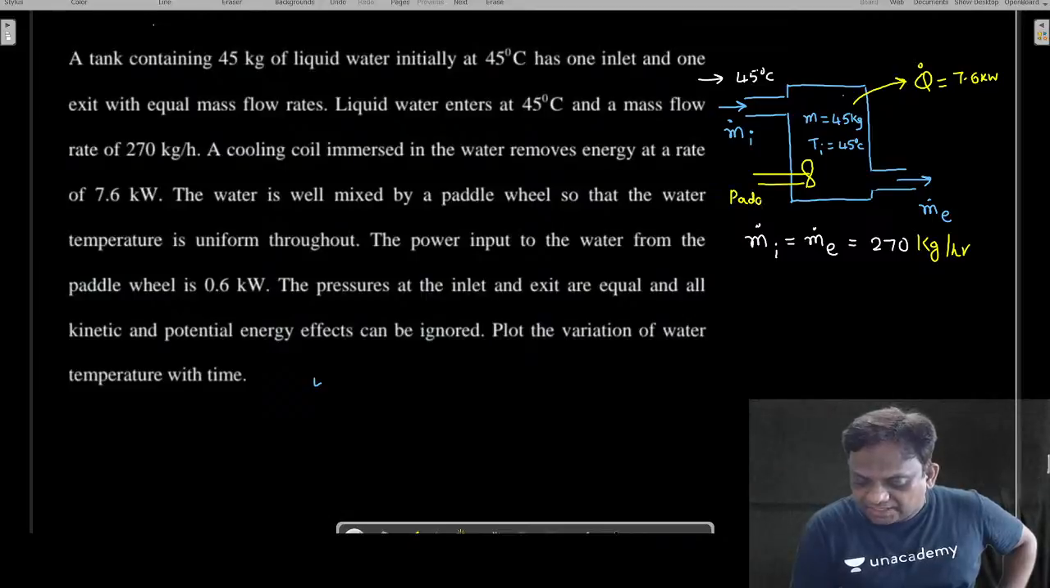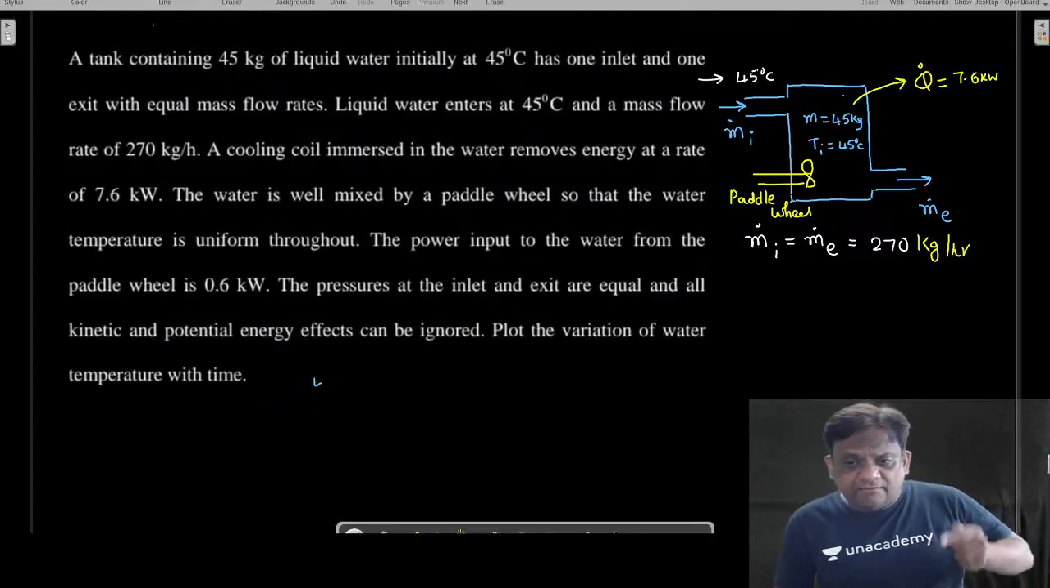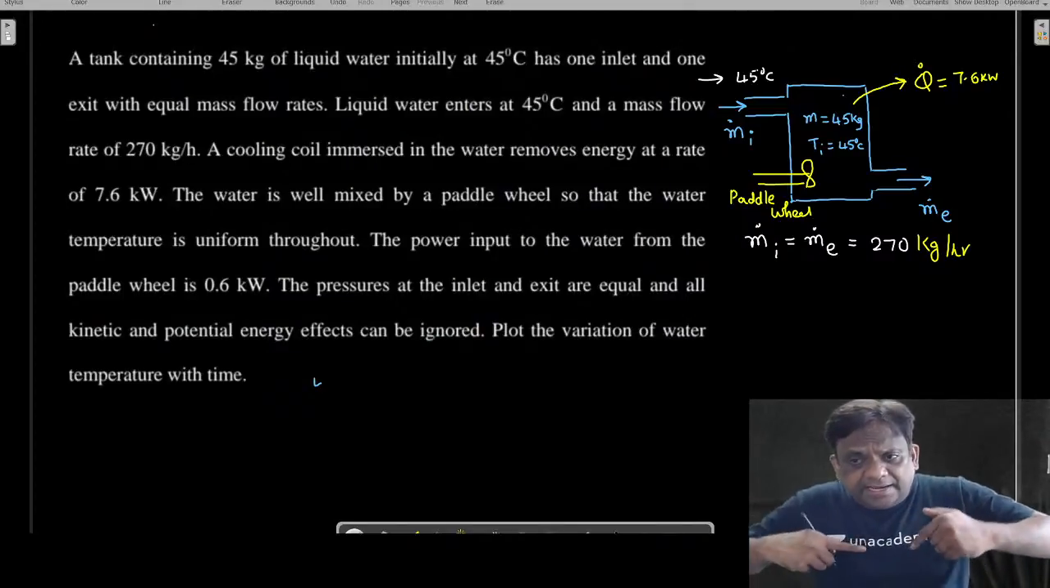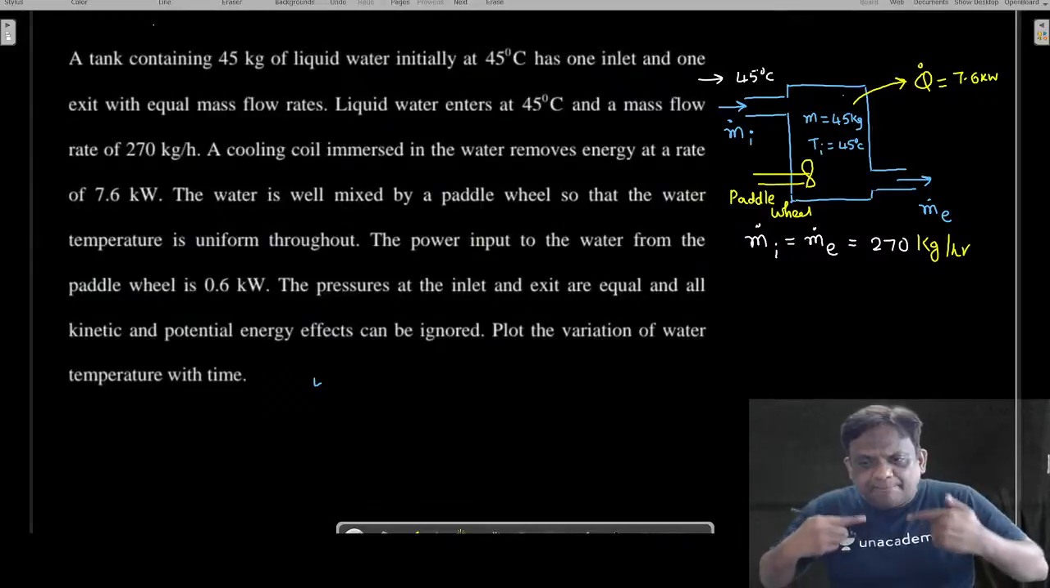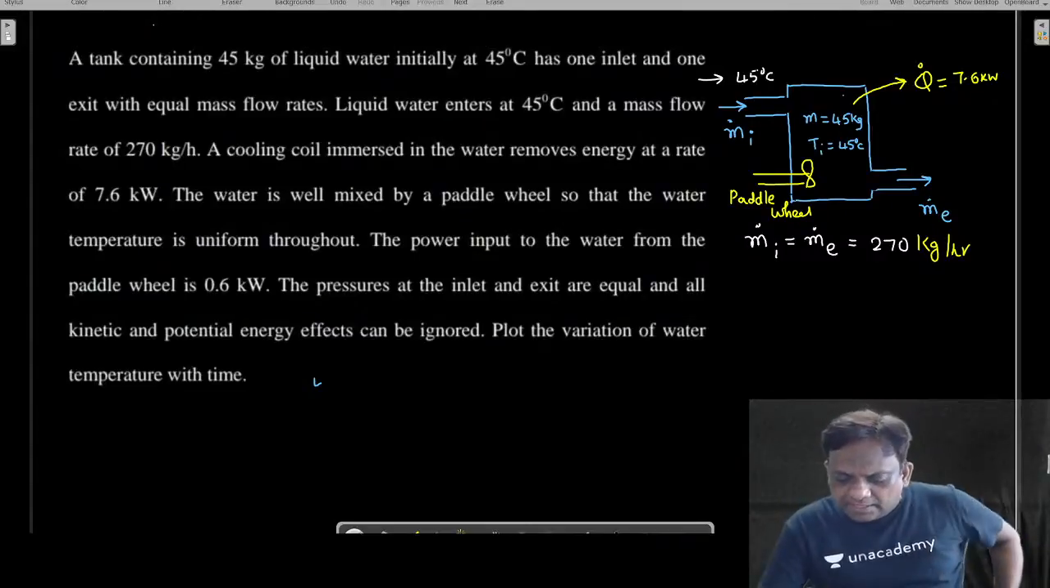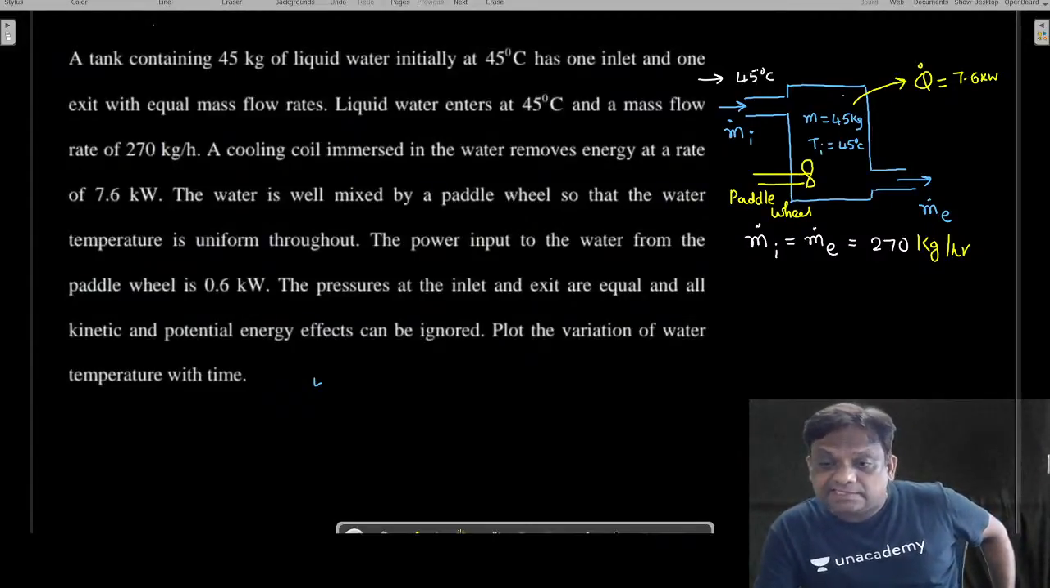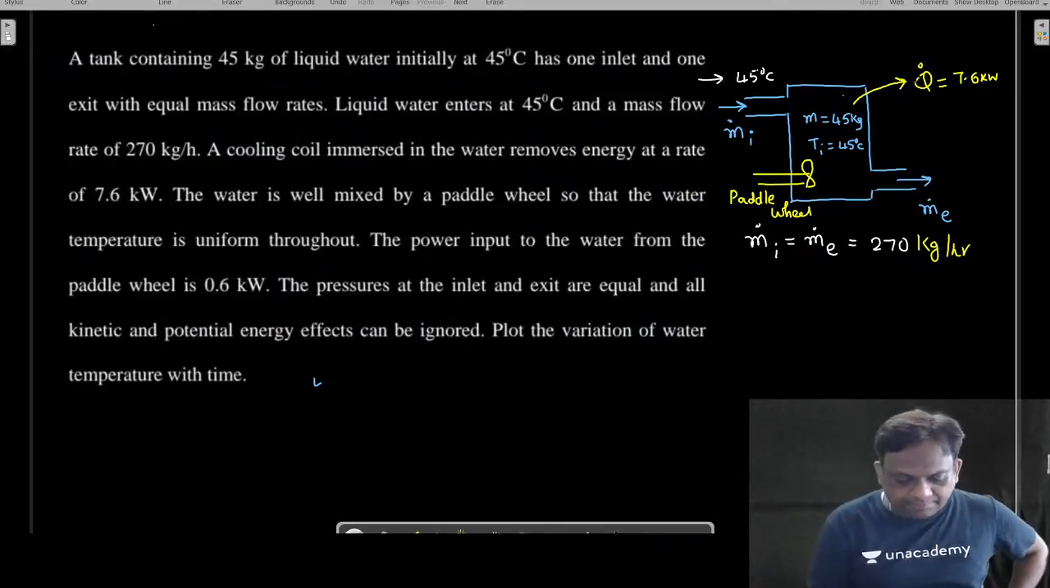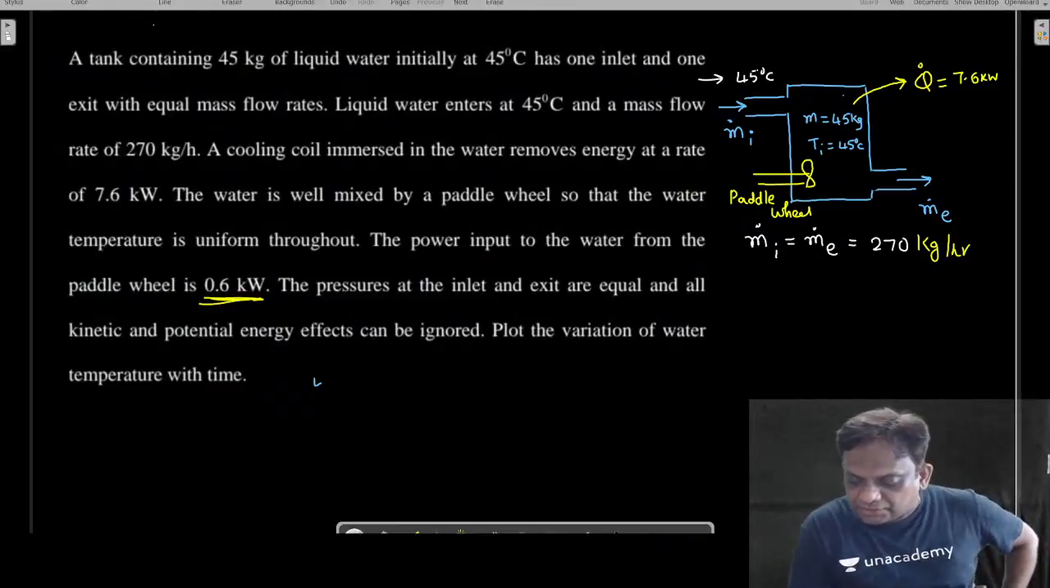Wow, what a question. There is a paddle wheel also. When I say paddle wheel, can I say it is work input? There is work input and there is heat rejection. Wonderful, my dear students. And how much is the work input? The power input to the water from the paddle wheel is 0.6 kilowatt.